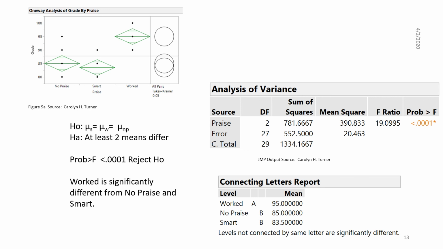Another way to tell which ones are different is to look at the connecting letters report. Notice the worked hard group is in Group A. They had a mean of 95. The no praise group has the letter B, and so does the SMART group. Their averages were 85 and 83.5, and they're not significantly different because they're in the same letter group.